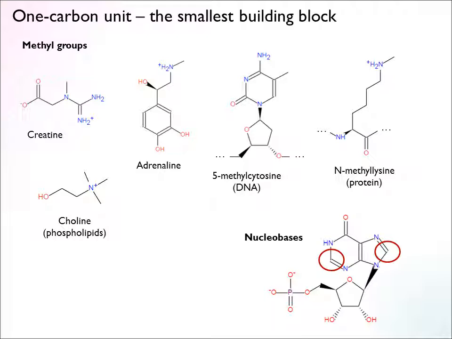There are also cases where one-carbon units are used not to form methyl groups, but to just add a single carbon group, so to say, in the synthesis of larger molecules. So nucleobases, and purines in particular, are a good example of this. In purines, these 2 carbons derive from one carbon units in the synthesis of these bases.